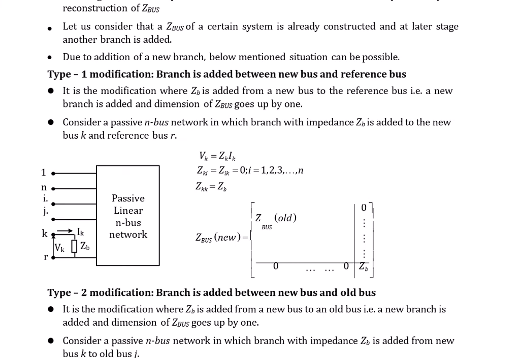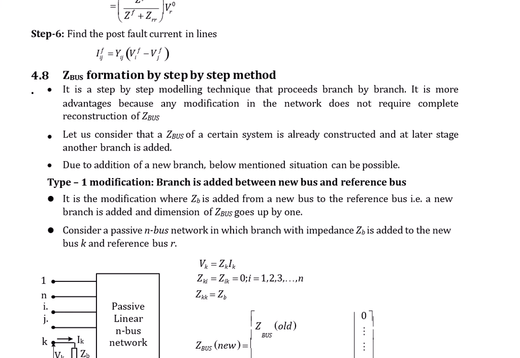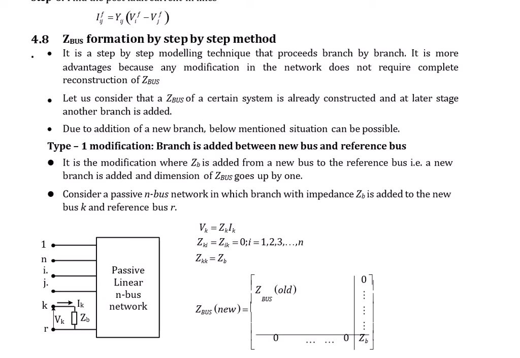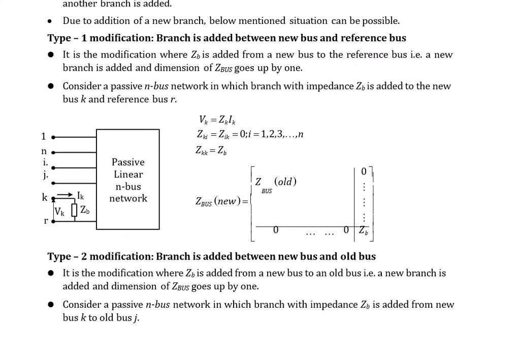In the last lecture, we studied the Z-bus formation by the step method, and we studied the type 1 modification, where a branch is added between the new bus and the reference bus. In today's lecture, we will see what happens if a branch is added between a new bus and an old bus. So it is the modification where ZB is added from the new bus to the old bus. A new branch is added and the dimension of Z bus goes up by 1.